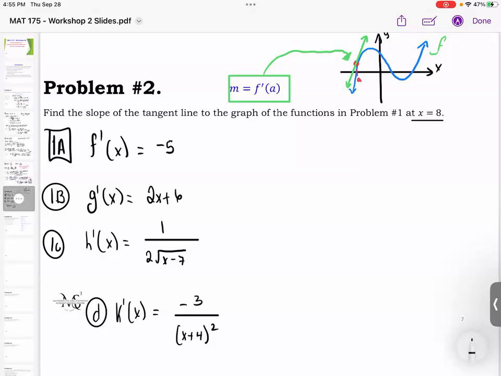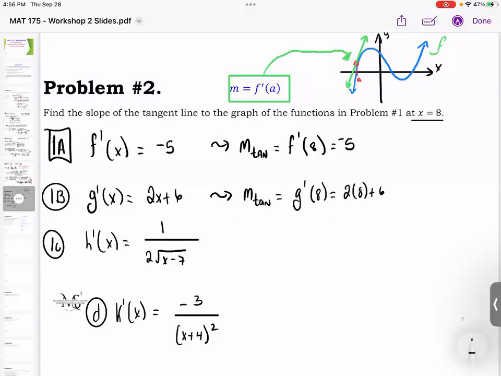So here goes. In 1a, if I want to find the slope of our tangent line, we call it m tangent. We can say m tangent is equal to f prime of 8. But since our derivative is a constant function, no matter what value of x I plug in, we're going to get back -5. If you want to look at part B, m tangent is equal to g prime of 8, which is 2 times 8 plus 6. Well, 2 times 8 is 16. 16 plus 6 is 22.